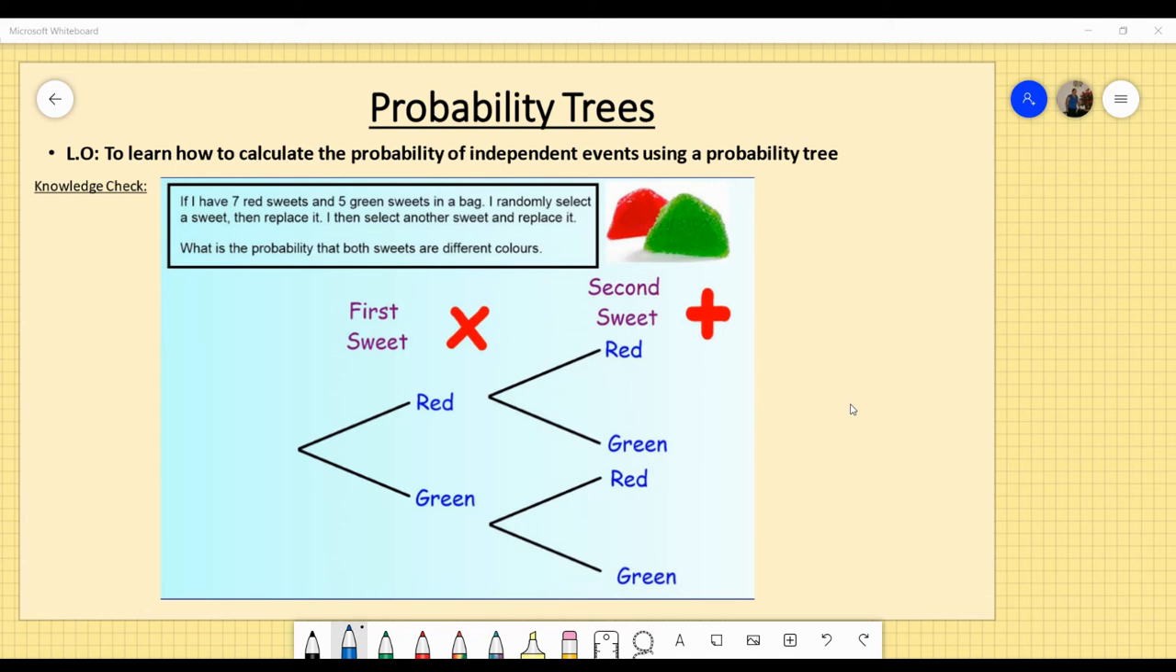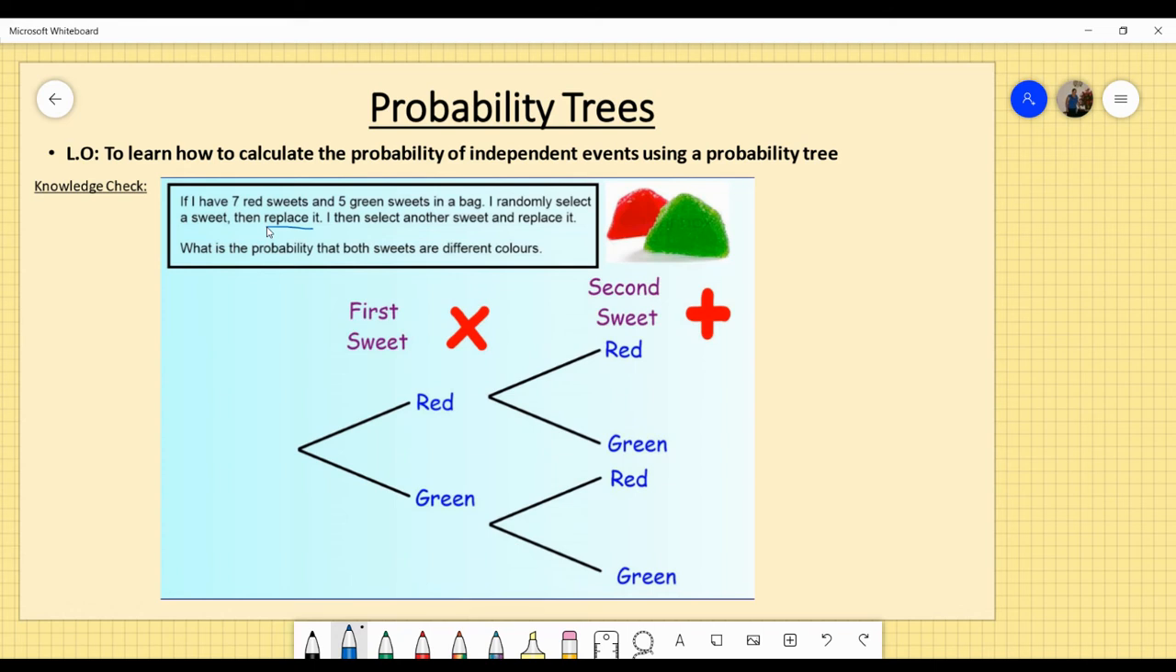If we have a look at the question, I have 7 red sweets and 5 green sweets in a bag. I randomly select a sweet and then replace it. Now this replace part is really important, and that will change depending on the question that you've got. So this is the type we're going to look at today. I then select another sweet and then replace it. So at all times, there will always be the 7 red sweets and the 5 green sweets in the bag, because we're not going to eat them, we're going to put them back each time we've picked one out. We're then asked to work out the probability that both sweets are different colours.